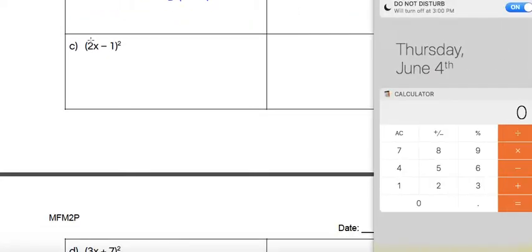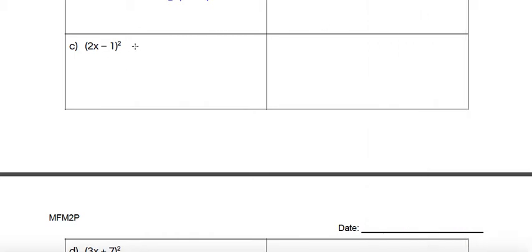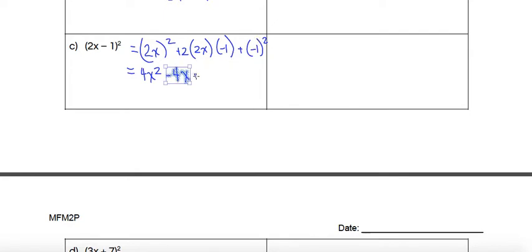Let's go through two more examples. So 2x minus 1 squared. I'm going to have my 2x, I'm going to square that term, and then plus 2 times 2x times negative 1, and then plus negative 1 squared. So this becomes 2 squared is 4, so 4x squared. 2 times 2 is 4 times negative 1 is negative 4x. And negative 1 squared is plus 1.